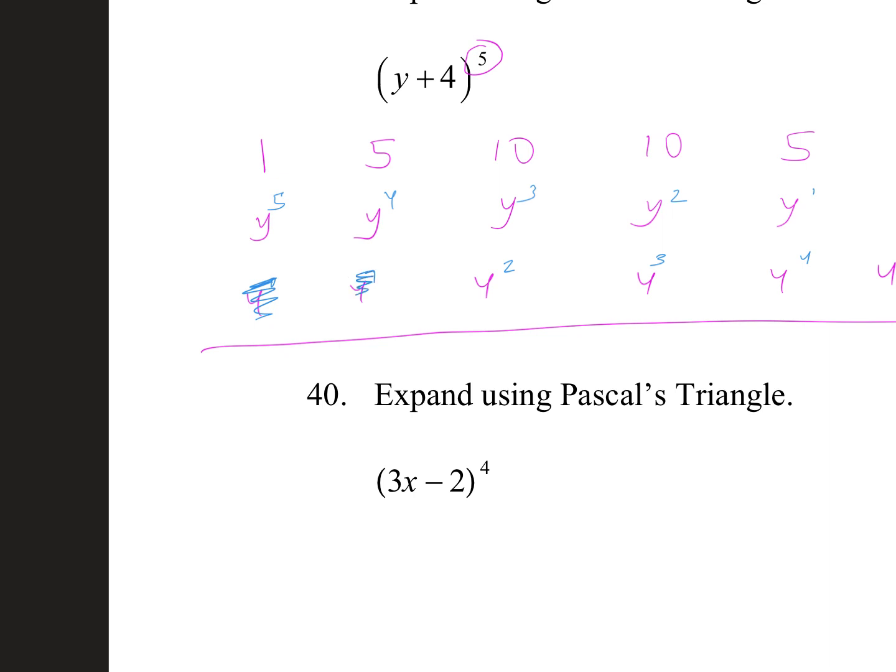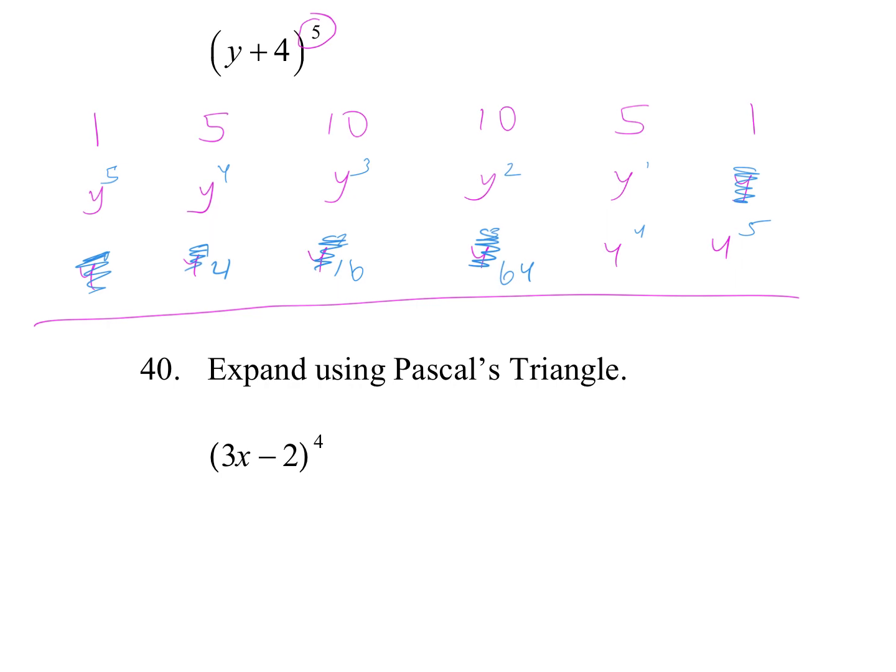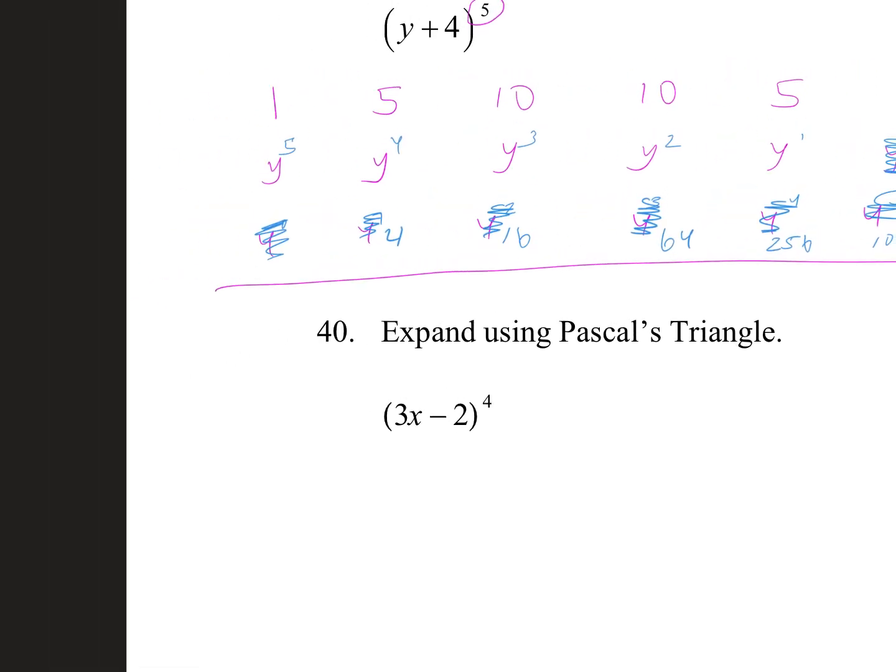So let's go through. Let's simplify a little bit. 4 to the first power is 4. 4 to the second power is 16. 4 to the third power is 64. 4 to the fourth power is 256. 4 to the fifth is 1024. All right, so now we're just going to multiply down.